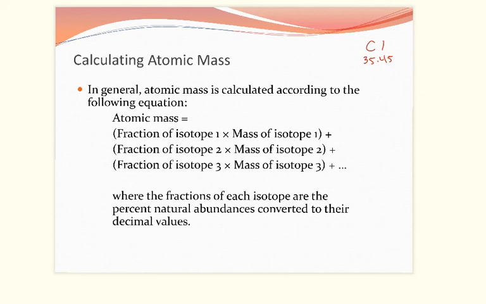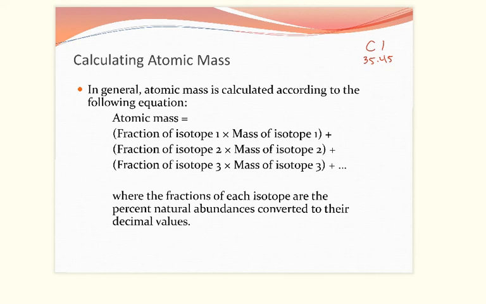But each element that we have is made up of different isotopes. And one isotope can be slightly heavier than the other, or slightly more abundant than the other. So our atomic mass takes into account the different isotopes of each element, and we take the average of that and report it as atomic mass.